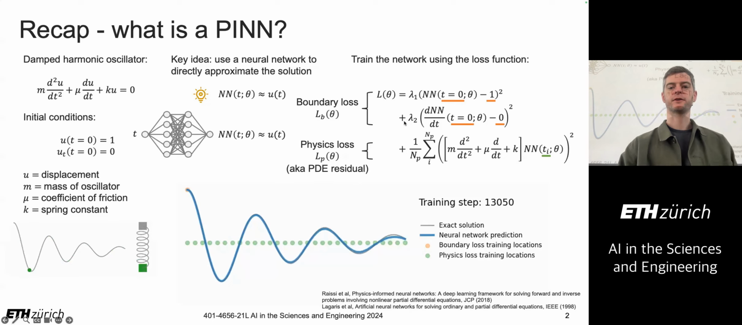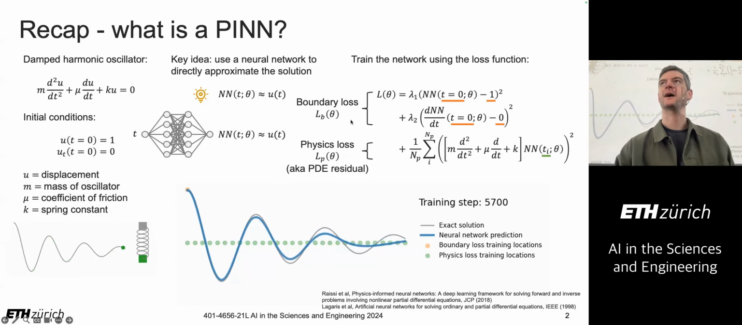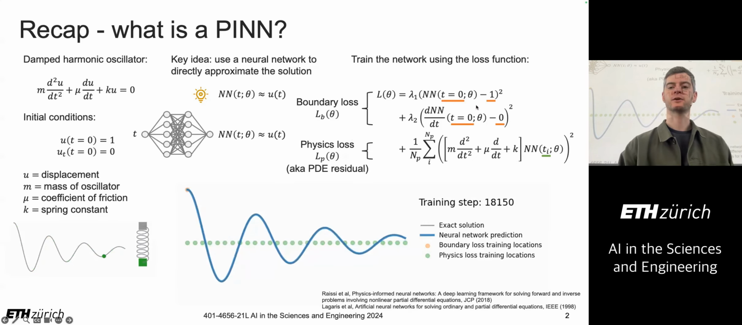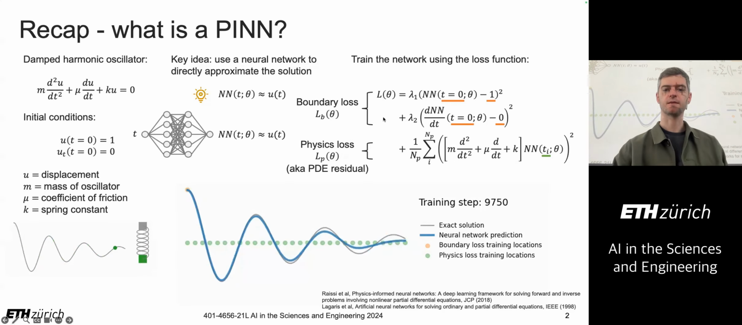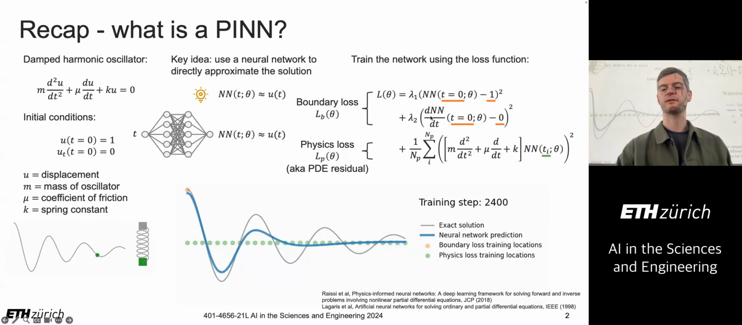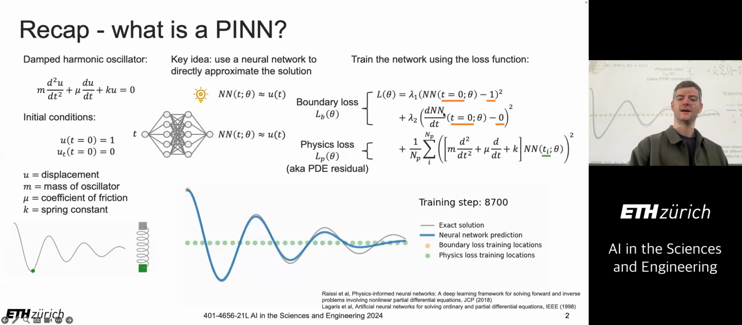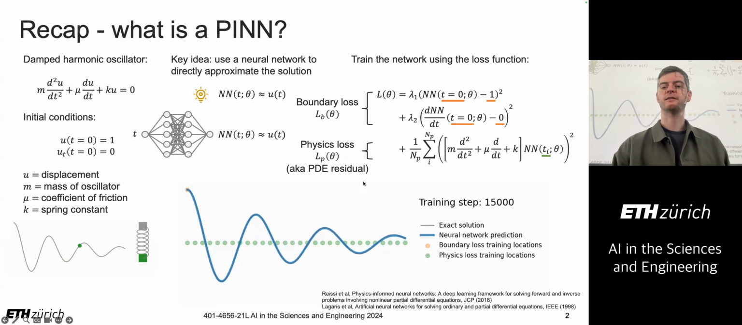Okay, and then the loss function that we use to train the network has two main components. The first is called the boundary loss, and that makes sure that the network matches whatever initial conditions and boundary conditions we have for the problem. In this case, we're going to make sure that the oscillator starts at a displacement of 1 and has a velocity of 0. To get the velocity, we just take the gradient of the network with respect to time. And then the important component is the physics loss.